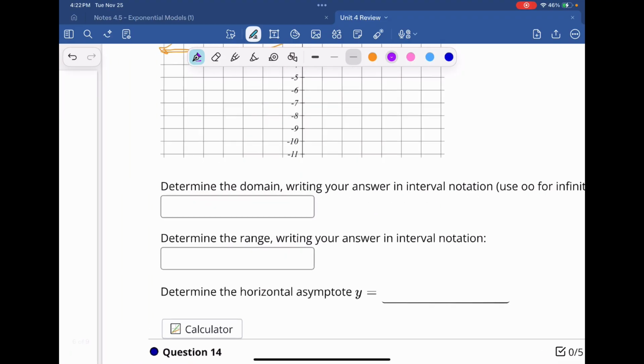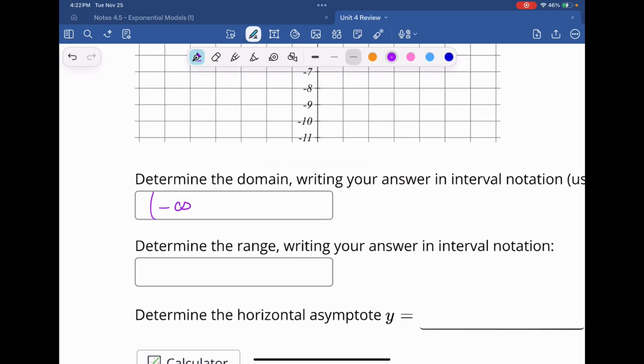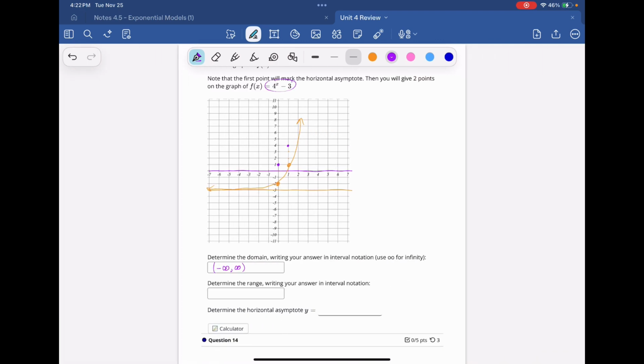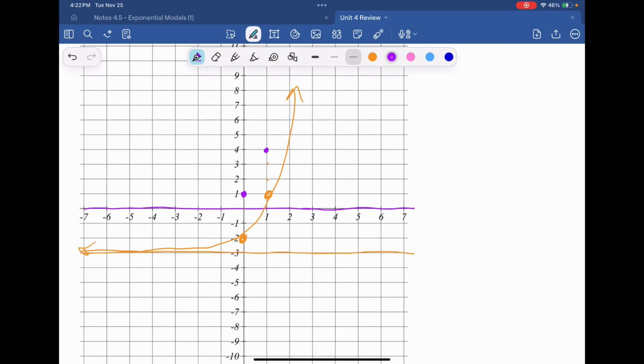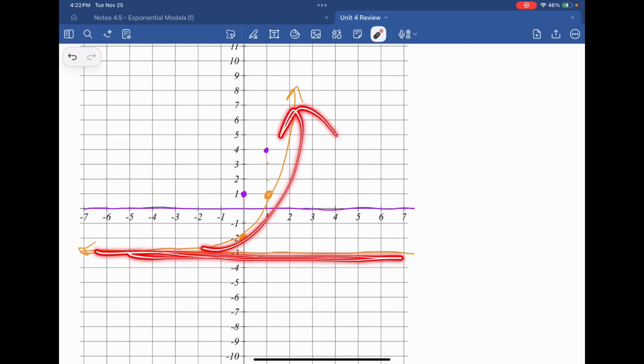Domain. All exponentials have the same domain. That's negative infinity, positive infinity. And your range is determined by the asymptote here. So -3 to infinity.